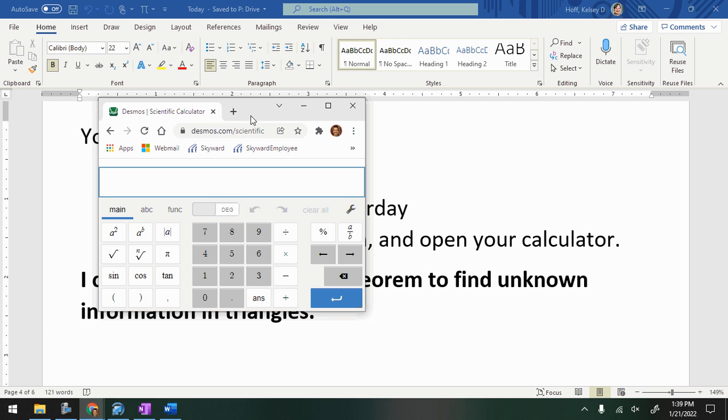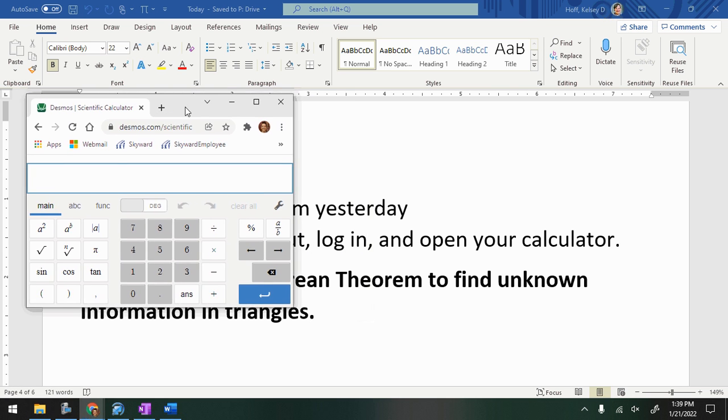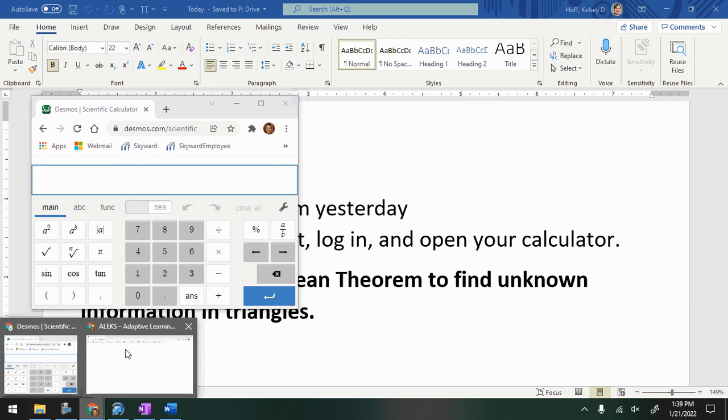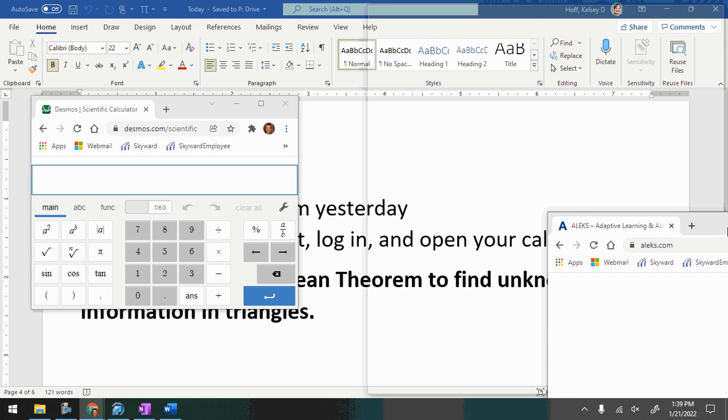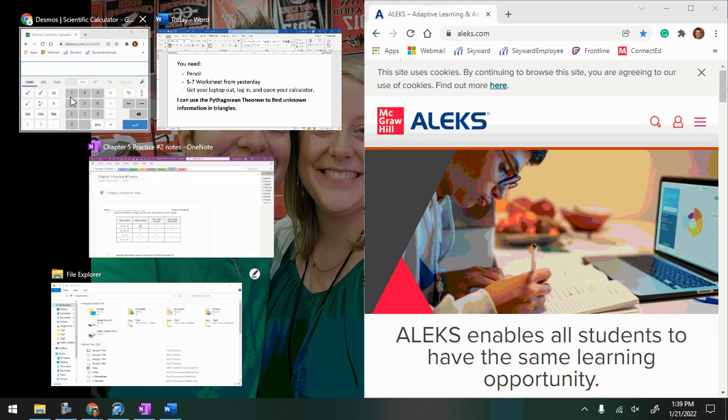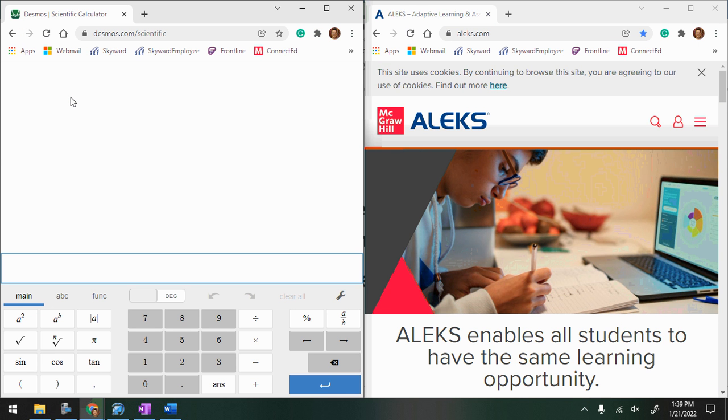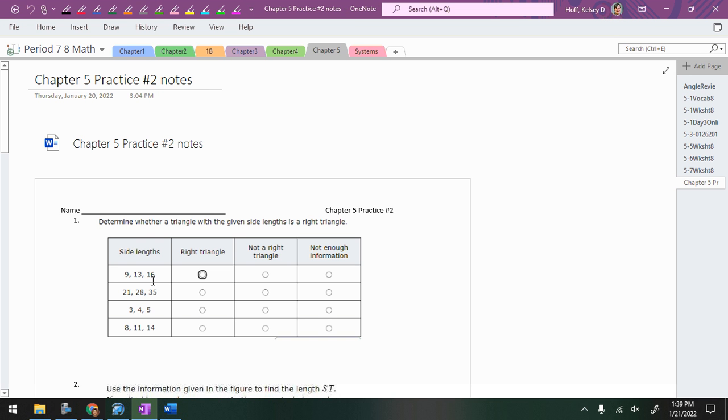One thing I would say is what a lot of people did with Alex today is when they logged into Alex, then they dragged this. You know how you can snap it to the right half of your screen? Then they put the calculator on the other side just so they could have both of them up at the same time. So just kind of a hint there. Don't have Alex logged in right now. Just have your calculator up.